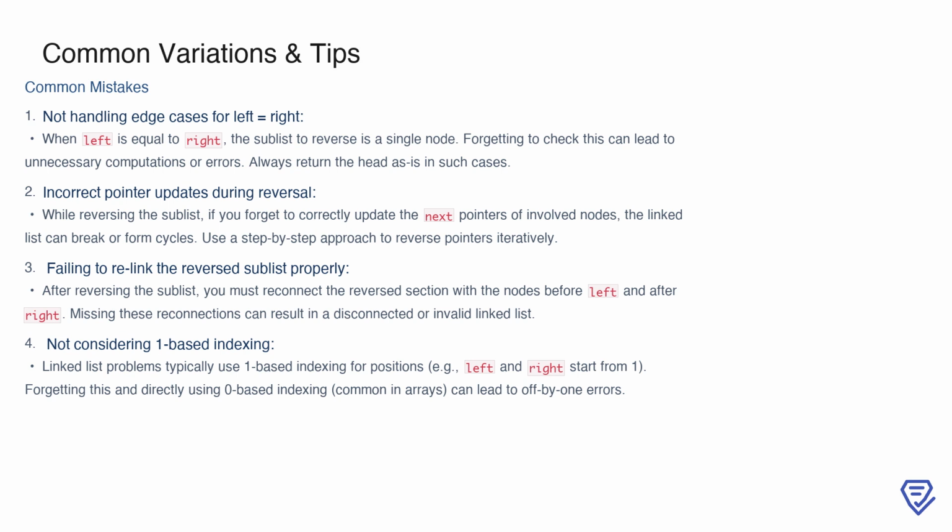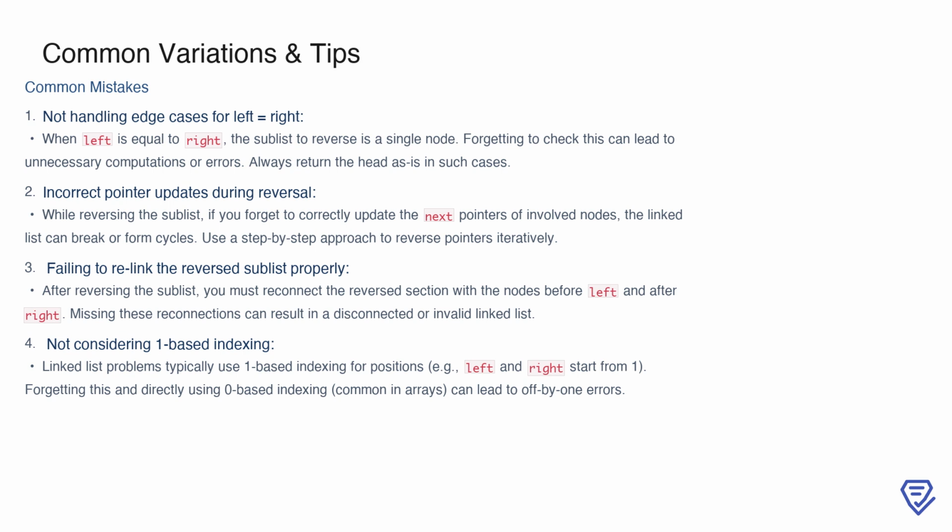First, if the left and right positions are the same, the sublist to reverse consists of just one node. In such cases, there's no need to perform any operations, simply return the head as is. Not handling this can lead to unnecessary computations or even errors.